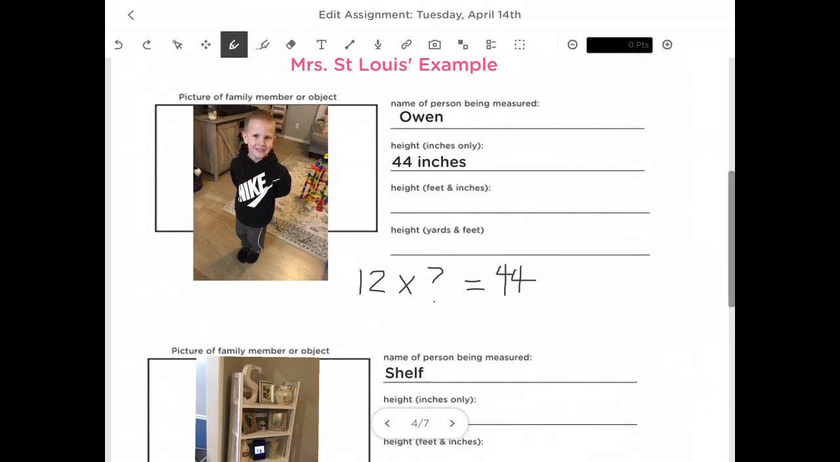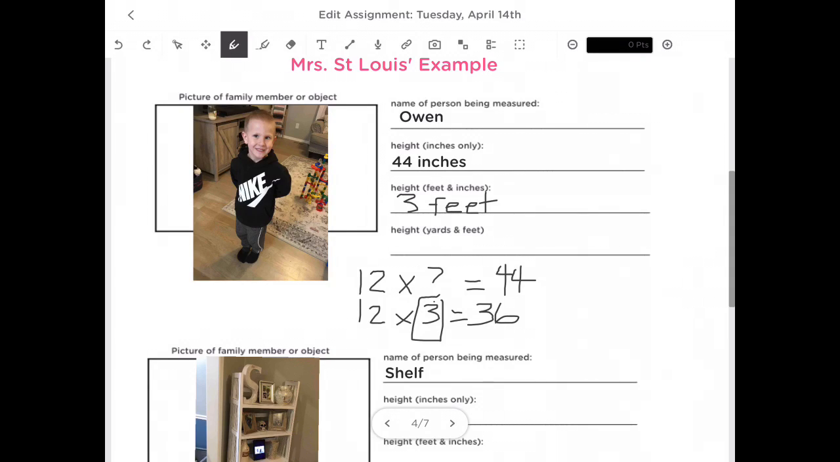Especially if we know our 12s, you can figure out 12 times what gives you 44, or 12 times what is closest. So you could draw your circles and split it up evenly. You could just memorize it as your facts. So since I know my facts, I know that 12 times 3 gives me 36, and that's going to be the closest that I'm going to get. So my 3 here is what's going to be in my feet. So Owen is 3 feet.